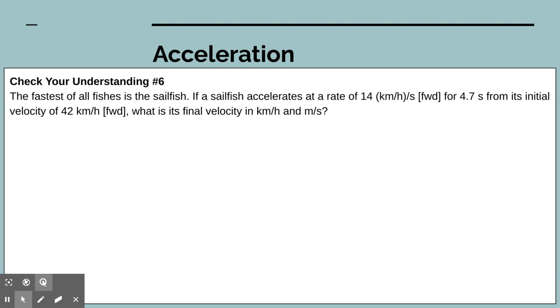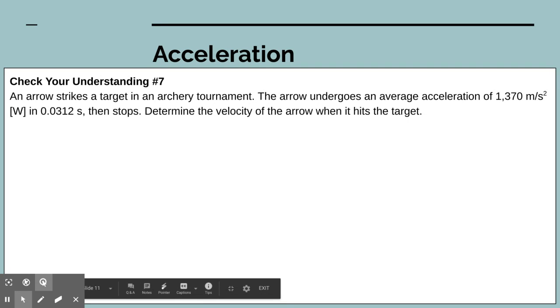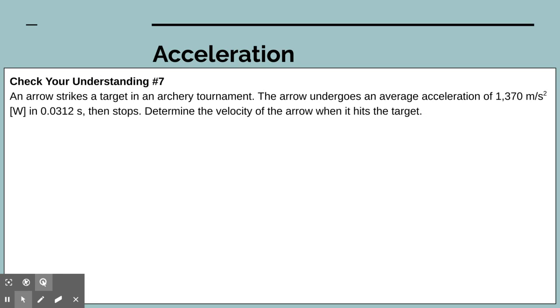Okay, almost there, guys. We got one more. So an arrow strikes a target in an archery tournament. The arrow undergoes an average acceleration of 1,370 meters per second squared west in 0.0312 seconds, and then it stops. Determine the velocity of the arrow when it hits the target.